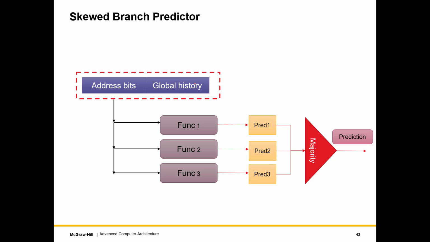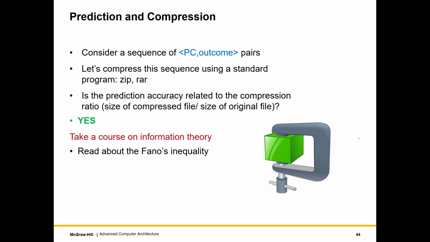One of the famous predictors is the skewed branch predictor, where it takes all the information, address bits, global history, and has different functions to mangle the bits and compute different combinations of the bits, and for each of these combinations we use one predictor. This is a conceptual extension of GShare. If we use 3 predictors, we use the majority decision. If 2 say not taken and 1 says taken, we use not taken as the prediction, the majority decision.